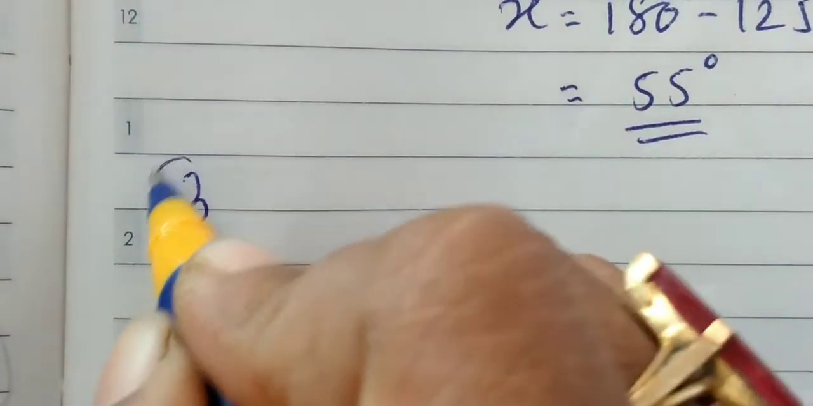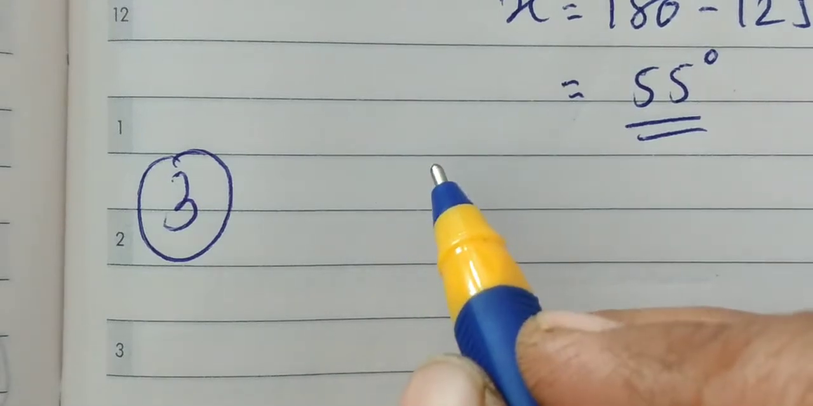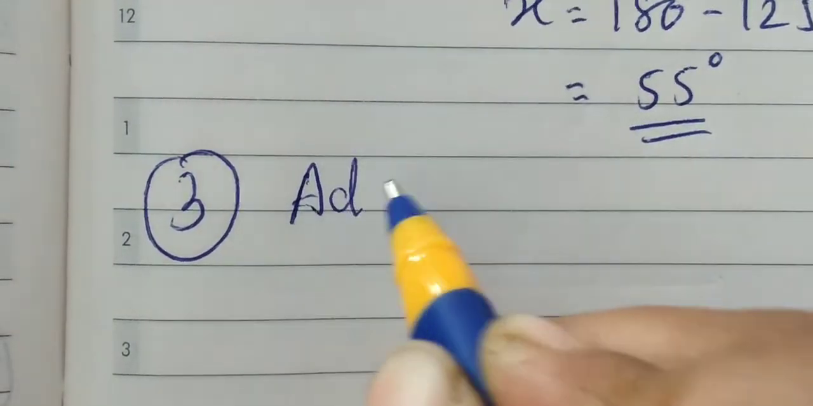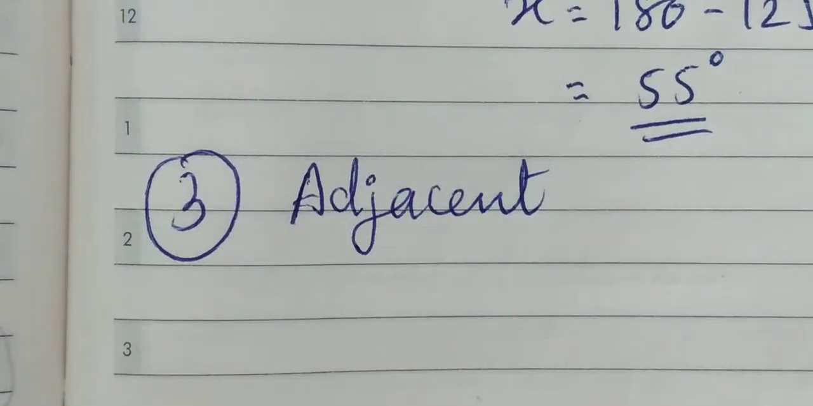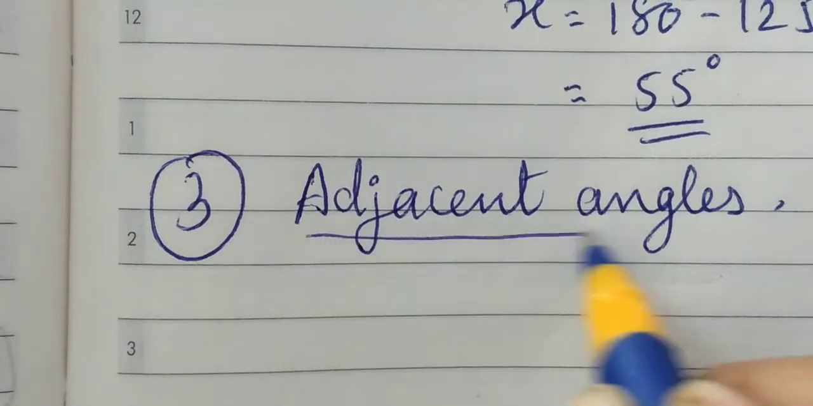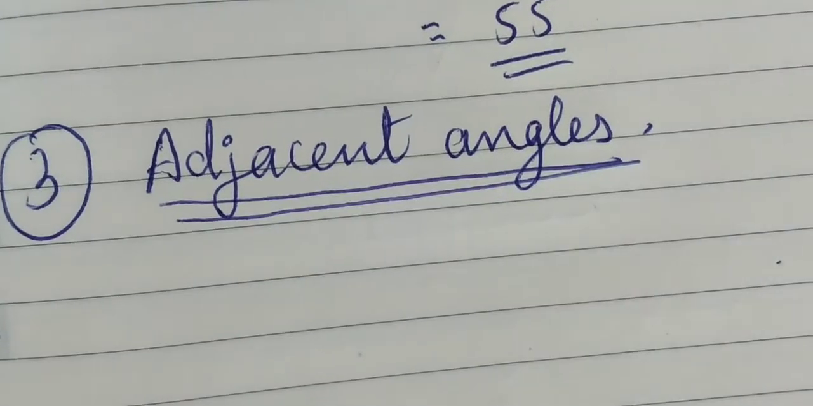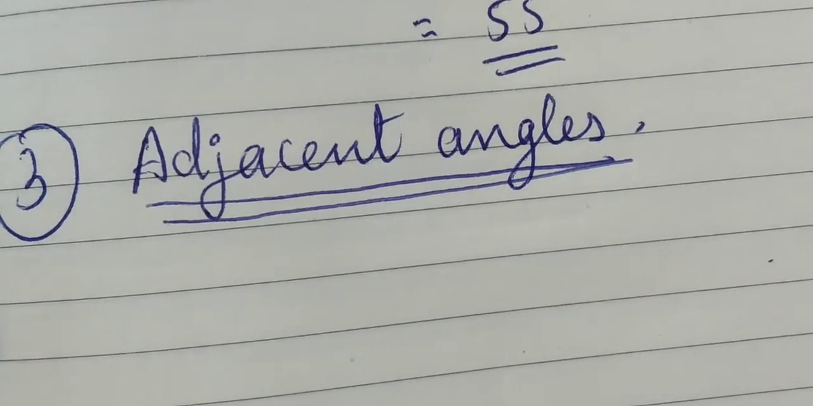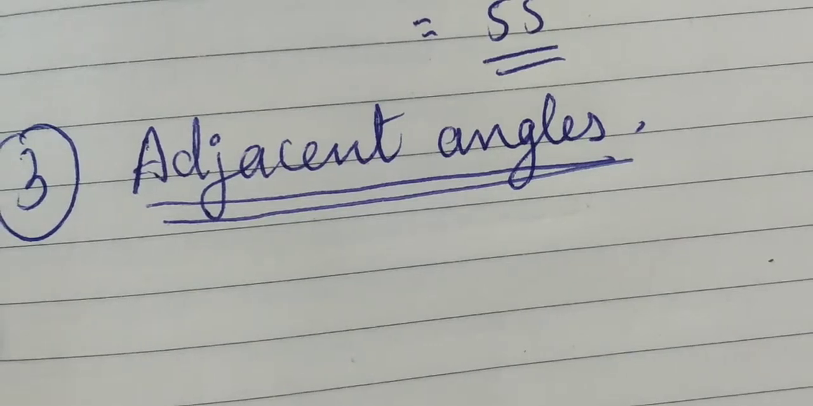Now the third topic which we are going to talk about under related angles is adjacent angle. Adjacent angles. Children, these are very important. These concepts should be clear to you because they are going to help you in further studies related to lines and line segments. Okay? So what are adjacent angles?